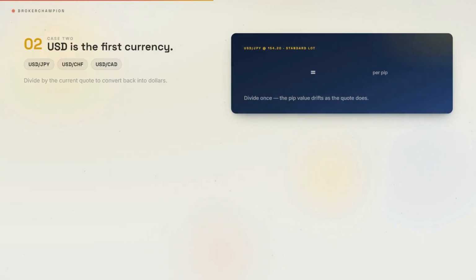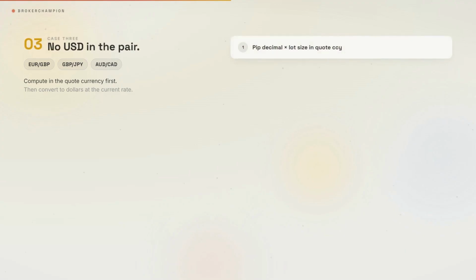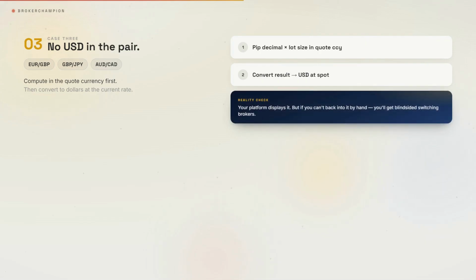Case 2. USD is the 1st currency. USD/JPY, USD/CHF, USD/CAD. Now you have to divide by the current quote to convert back into dollars. One standard lot of USD/JPY at 154.20 works out to about $6.49 per pip. Case 3. No USD in the pair. EUR/GBP, GBP/JPY, AUD/CAD. Same math, but you compute in the quote currency first, then convert to dollars using the current exchange rate. Your platform will display it automatically, but if you can't back into it by hand, you'll get blindsided the first time you switch brokers.